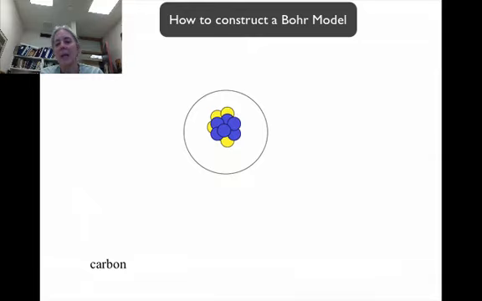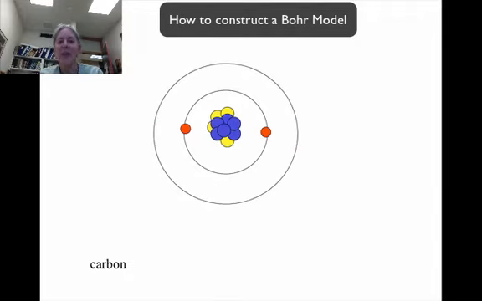Now, in this case, we're going to need more than 1 shell. We know that you can put 2 electrons in the first shell. The next shell is going to hold the remainder of those electrons. That's 4. So we have 2 orbitals here. First, we always fill the inner one because that's the one at the lowest energy level. And then we add the electrons to the next level out.